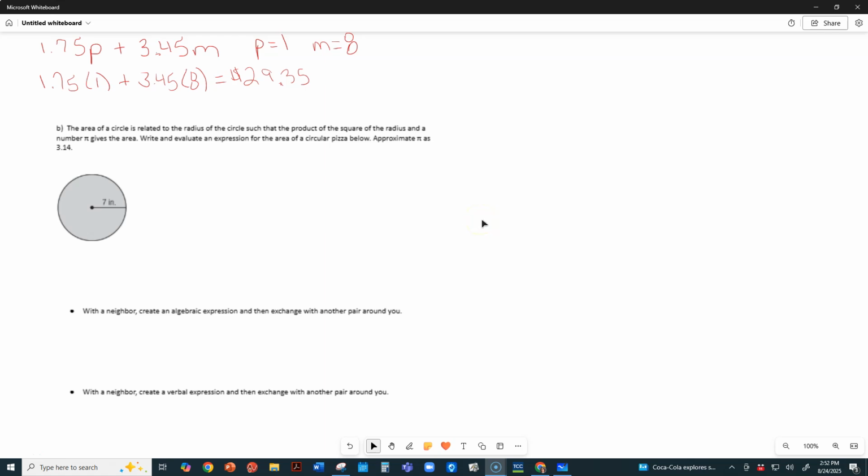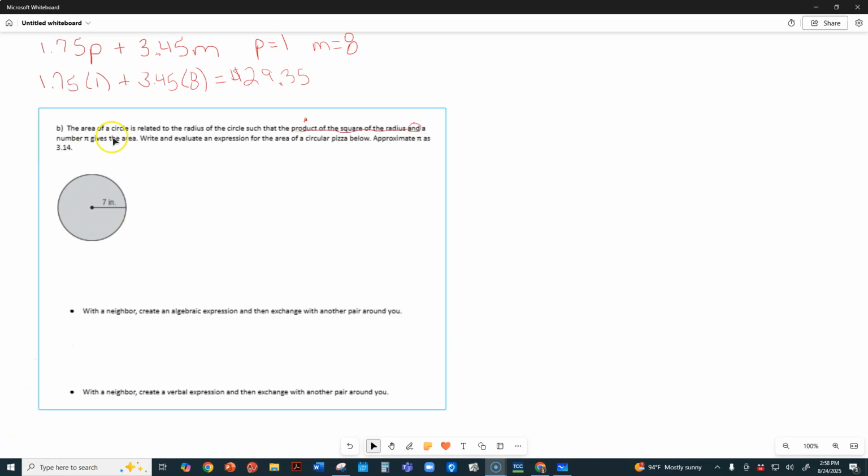So the last example for this set of notes deals with the area of a circle. I started to say that you just needed to have the formula for the area of the circle memorized, but you don't. They have it written out verbally right here. It says that the area of the circle is related to the radius, and then here they're explaining to you how you're going to use the radius.